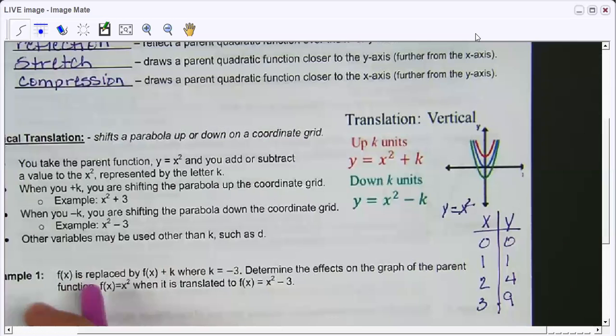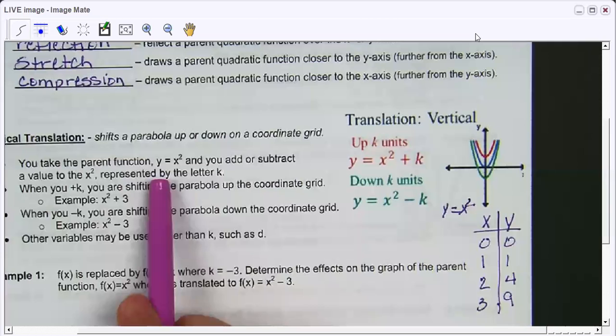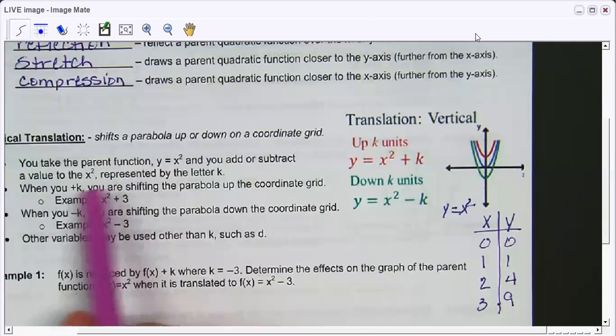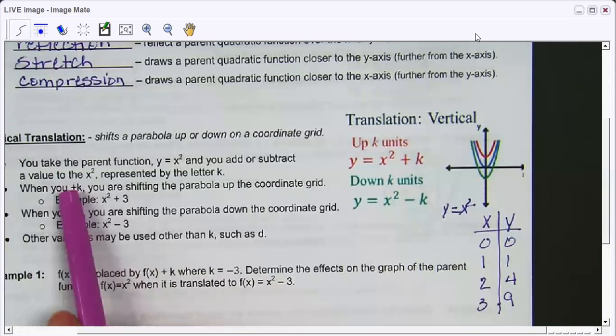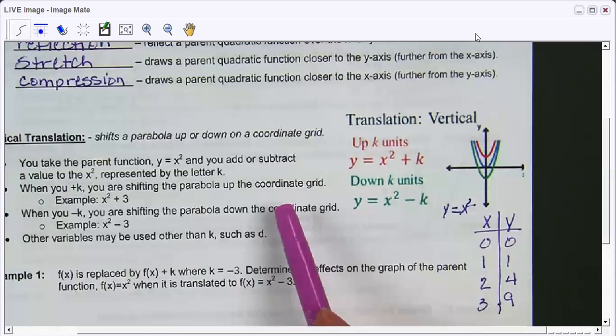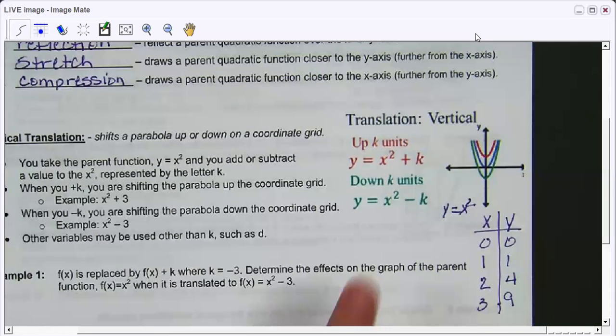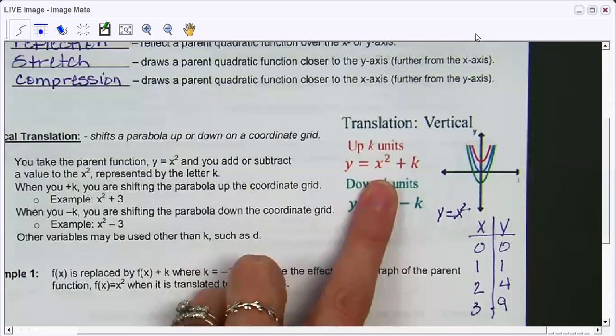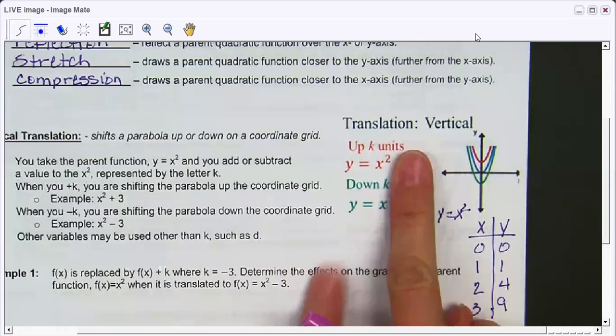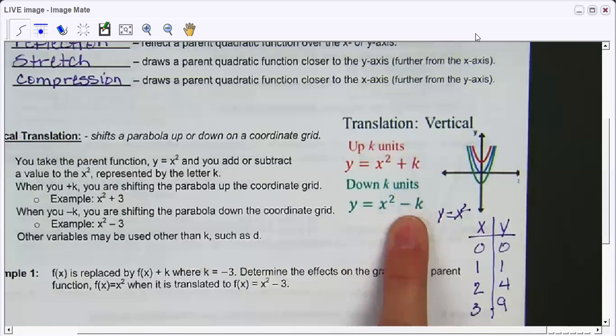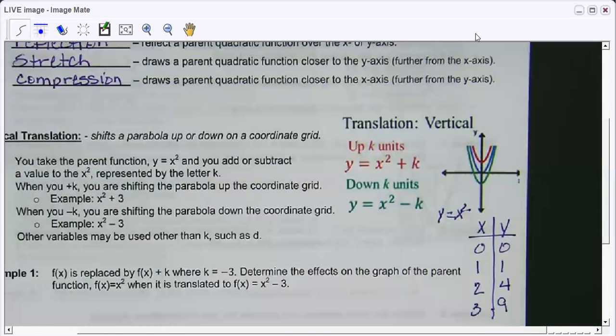So in a vertical translation, you take the parent function y equals x squared and you add or subtract a value to or from the x squared. And this is represented by the letter K. So look at this right here. We're taking the parent function x squared and we're going to add something to it, or we're going to subtract something from it. When you see that happening, that means that you're raising the parabola up or down.